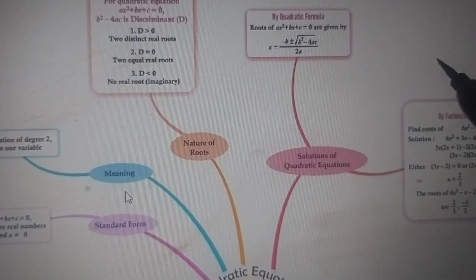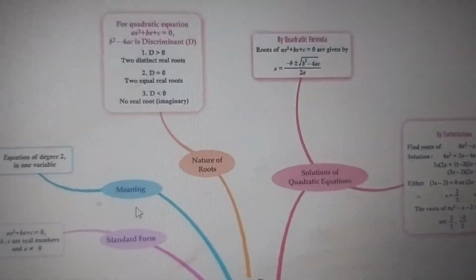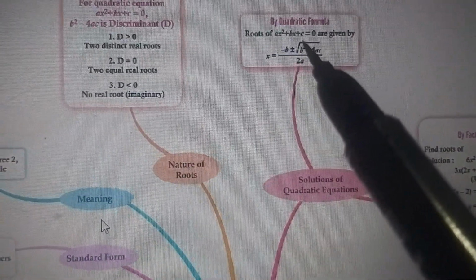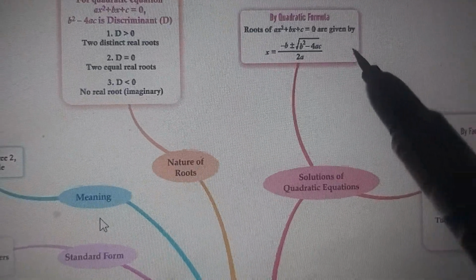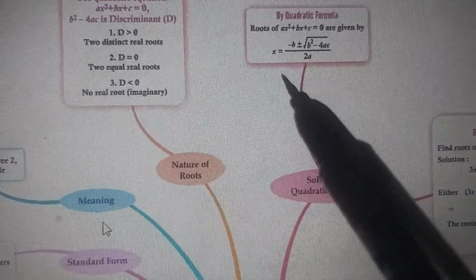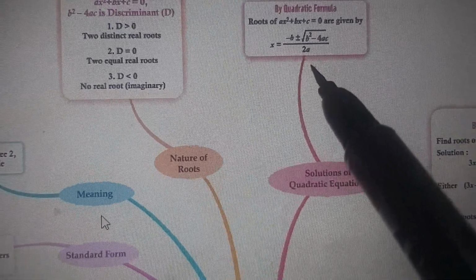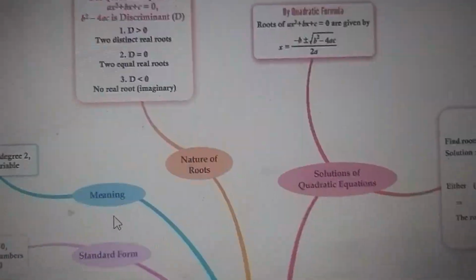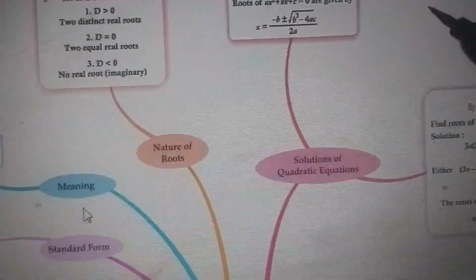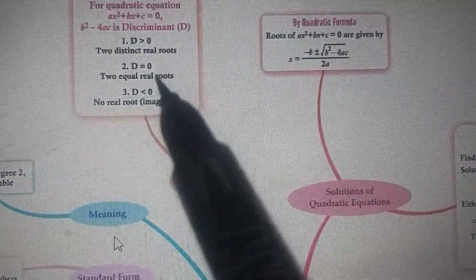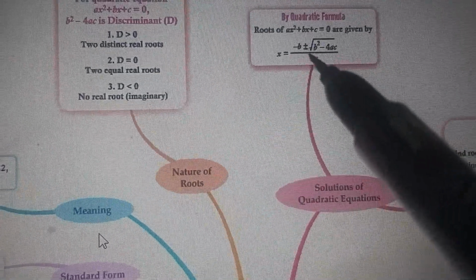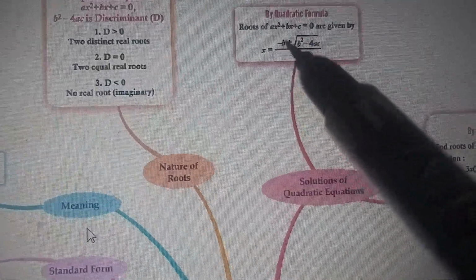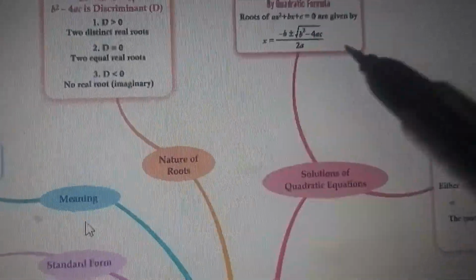Okay, now the quadratic formula. The roots of ax square plus bx plus c are given by what formula? x equal to minus b plus or minus under root b square minus 4ac, by 2a. This is the quadratic formula. Whenever it is asked, we have to use this formula. By using this we get the roots, two roots, plus and minus roots.